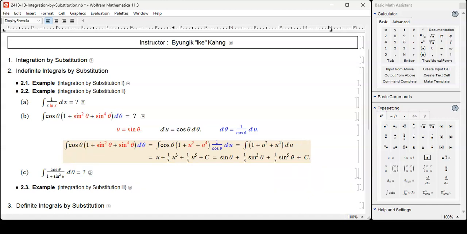You can check the answer. Take the derivative of this. Sine becomes cosine, so 1 times cosine. This one becomes sine squared times cosine. Indeed, sine squared times cosine. This one becomes sine to the 4th power times cosine. Indeed, sine to the 4th power times cosine.